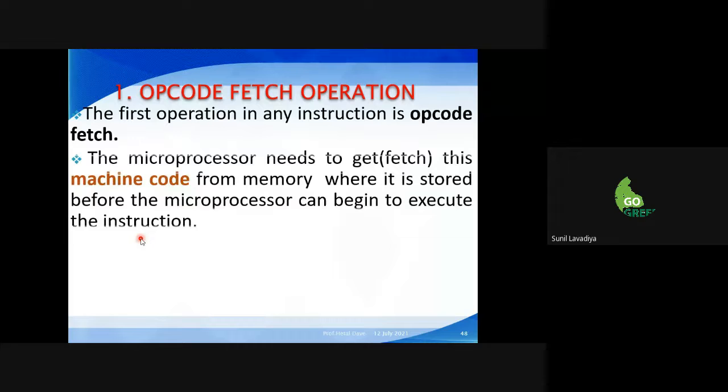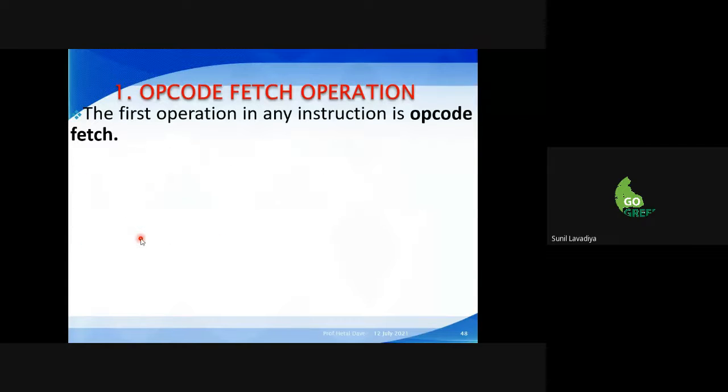Now let's look at some examples of all the things one by one. The first thing that we have to understand here is the opcode fetch operation. The first operation in any instruction is opcode fetch. This step you need to remember. All the steps you need to remember anyhow. But it's very easy, because some questions are always related to diagram drawing. So in whatever program there is, the first instruction is always about opcode fetch.